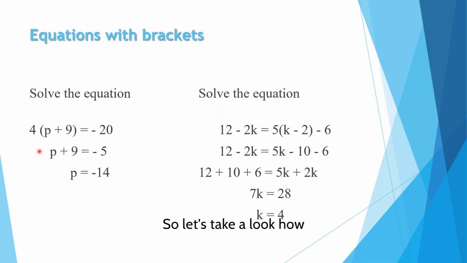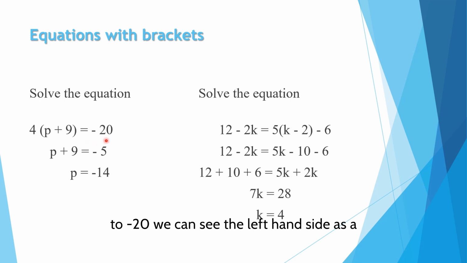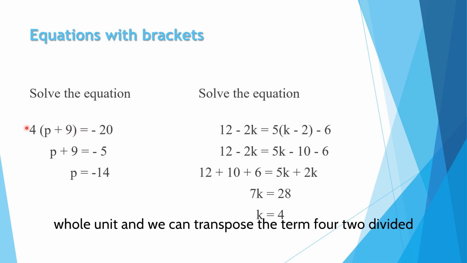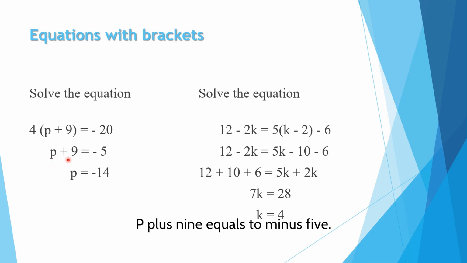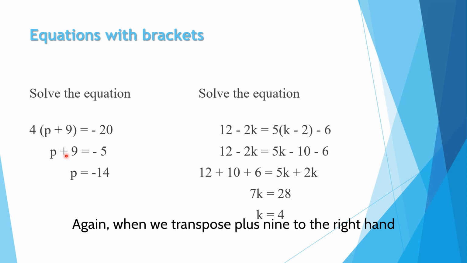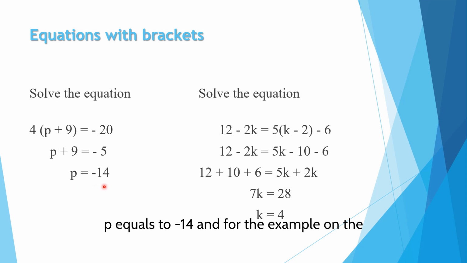So let's take a look at how to deal with equations with brackets. For the first example, 4 times (p plus 9) equals minus 20. We can see the left-hand side as a whole unit, and we can transpose the 4 to the right-hand side by dividing by 4, and it would give p plus 9 equals minus 5. Again, when we transpose plus 9 to the right-hand side, it becomes minus 9. We have the answer p equals minus 14.